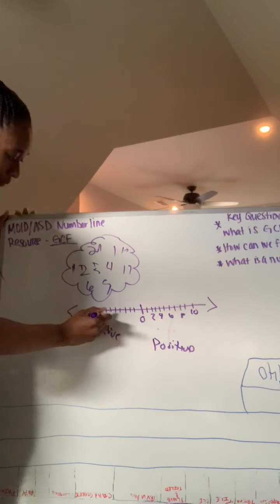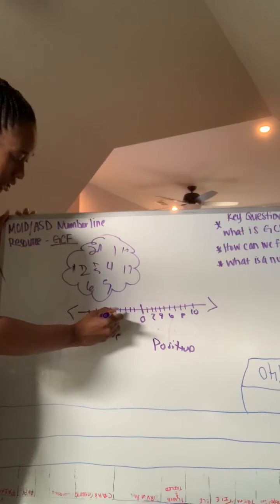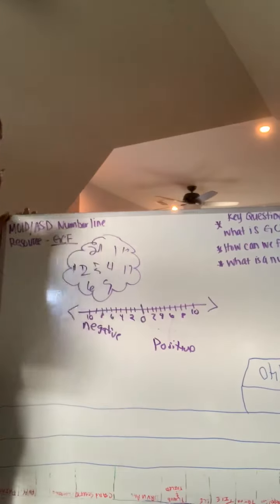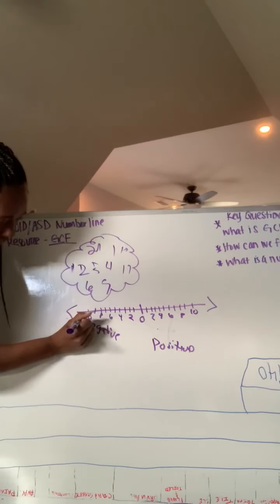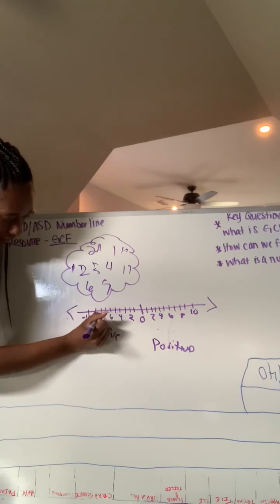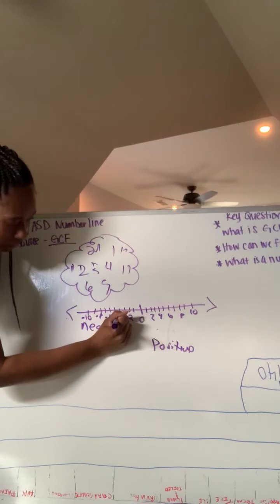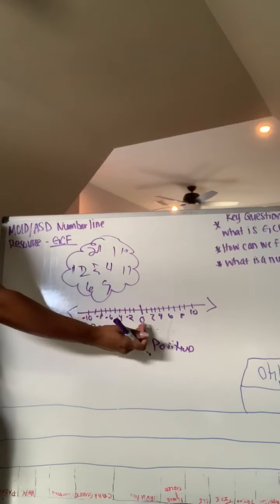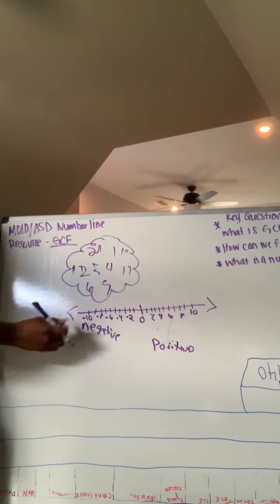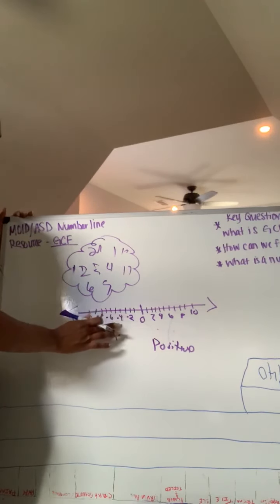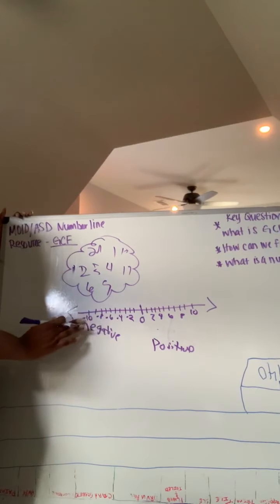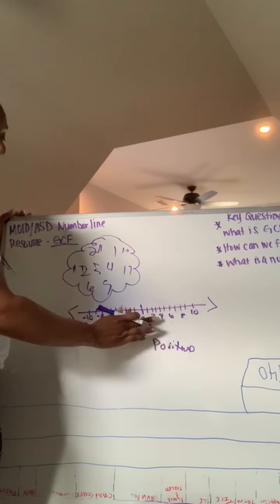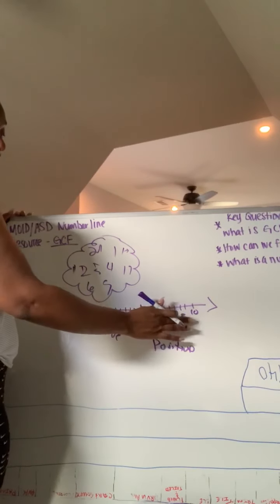So 10, 8, 6, 4, and 2. But what's different about these numbers is they're all going to have the negative symbol. This negative symbol is letting me know everything to the left of the 0 is negative. So we have -2, -4, -6, -8, and -10. These are negative numbers. And on the right side, we have 2, 4, 6, 8, 10.